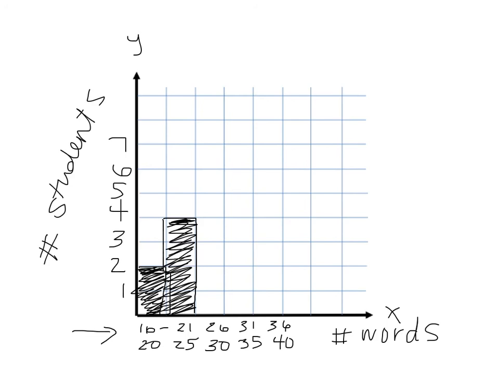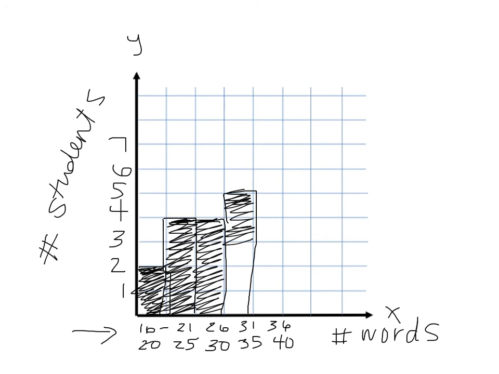Alright, so for 26 through 30, we also have 4. So that would be the same size bar, again, touching. 31 through 35, there was 5 kids that did that. So make your bar up to 5. Make sure they're touching. And then 36 to 40, there were 2 kids. And that would be my histogram. Okay, looks very similar to a bar graph. The only difference is we use intervals down here and our bars touch with no spaces.